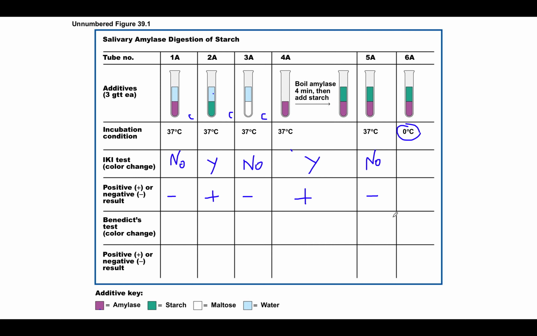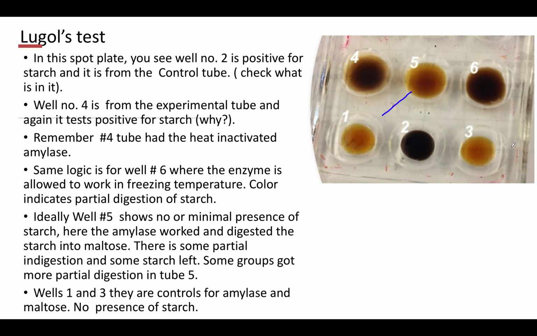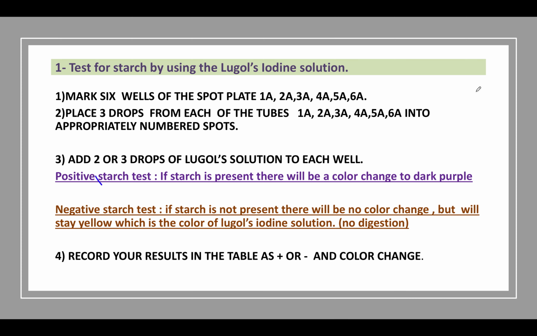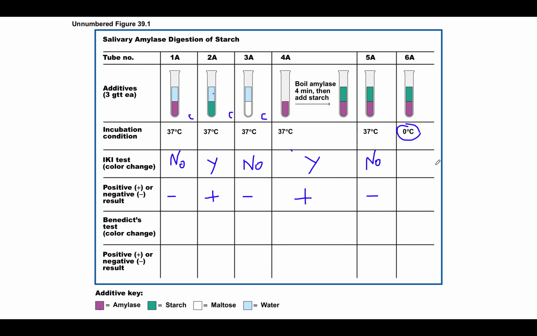Now let's go into our tube incubated on ice. Here, there is starch in here. There is color change in here. There is starch, which means that there is no digestion, or maybe just a little bit of digestion. Maybe we should have given it more time because it was at freezing temperature. So we write color change. Yes, it is starch positive.